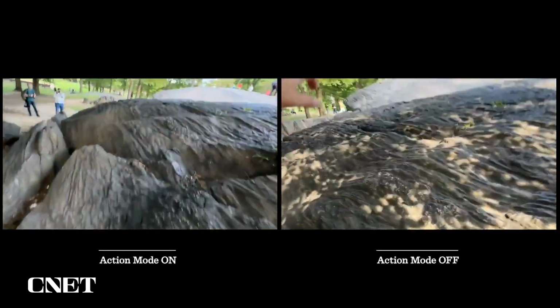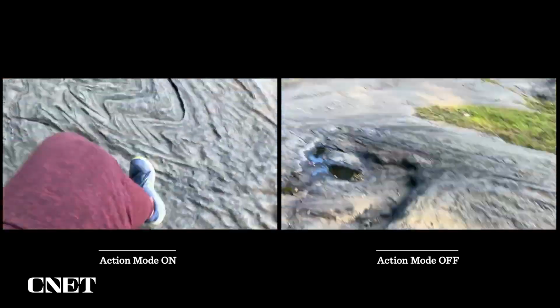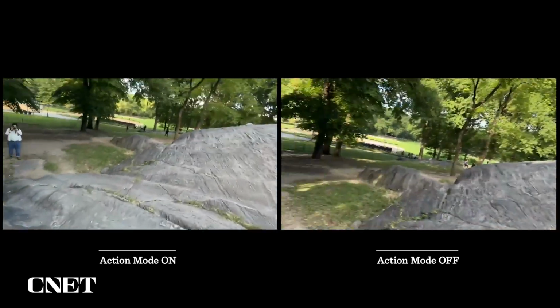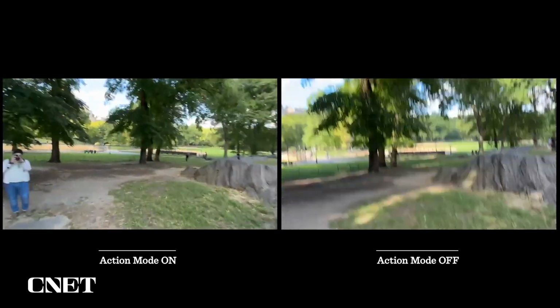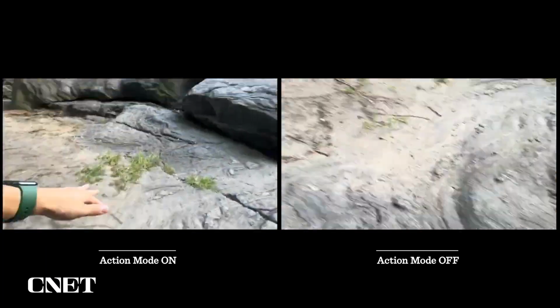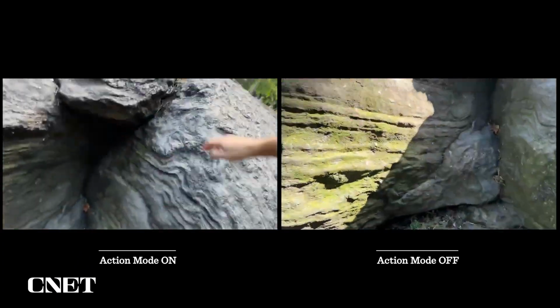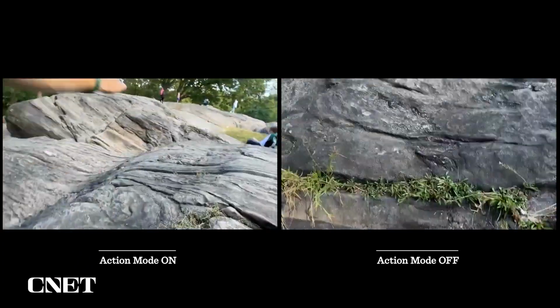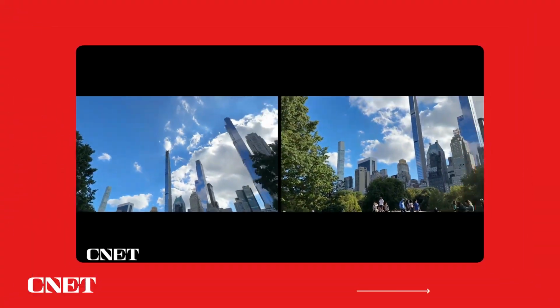Let's compare it side by side with action mode turned off. Here, you can easily see the difference in resolution. The rocks definitely have less texture on action mode. That aside, it's apparent, especially when I jump off the rocks, at just how much stabilization is going into play.